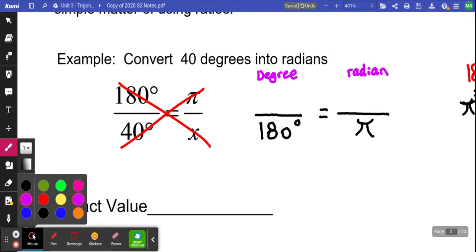The first question says, convert 40 degrees into radians. That means I know my degree side. I don't know my radian side. So I have 40 degrees divided by 180 degrees equals x divided by pi radians. Anytime you're converting degrees into radians, that's how you set it up. We're going to do a whole bunch of examples together. I know, because we've done this many times, usually the first 2 times seem insane. And then you're going to realize it's the exact same fraction every single time, and it's really not hard.